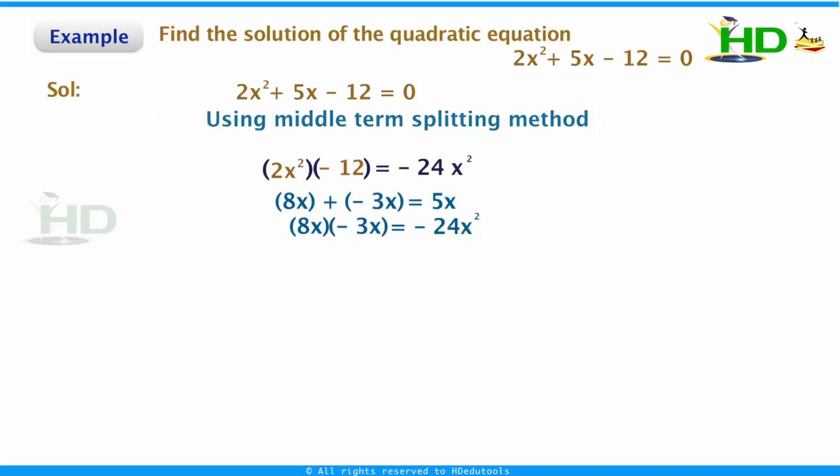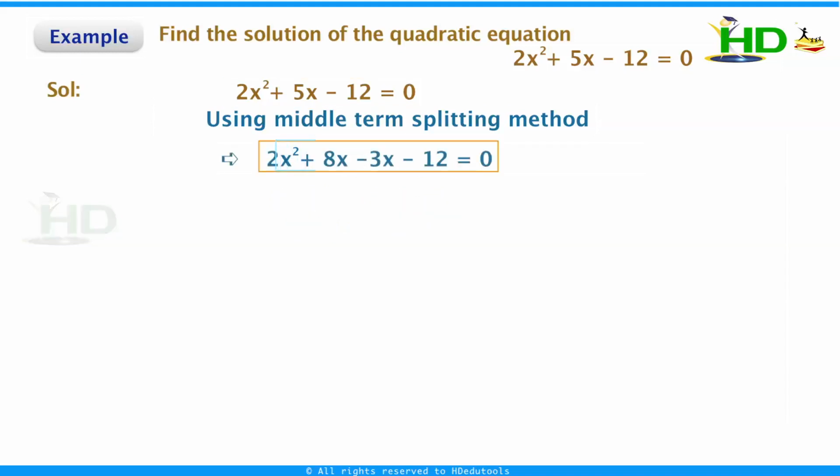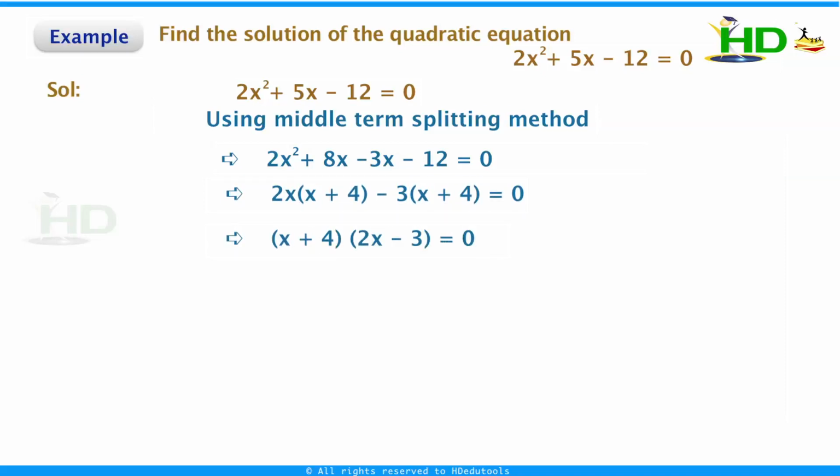Now we can write this equation as 2x square plus 8x minus 3x minus 12 is equal to 0. Now it is easy to divide into factors. From these two terms, 2x is taken as common: 2x into x plus 4. And from these two terms, take minus 3 as common: minus 3 into x plus 4, this is equal to 0. Again, if we take x plus 4 as common, this can be written as x plus 4 into 2x minus 3 is equal to 0.